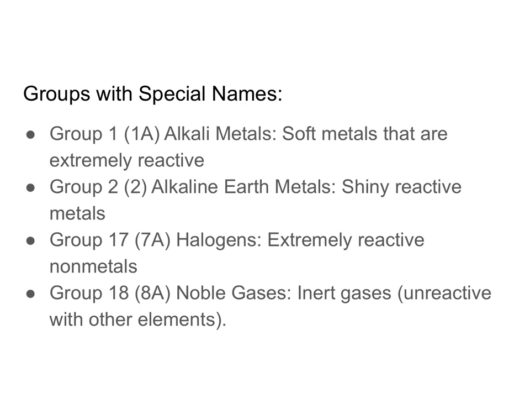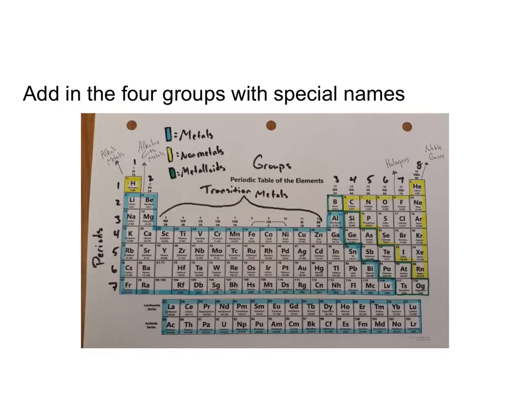But these groups of elements have certain properties that are very special. So we give them a name. So I would like you to add in those 4 groups with the special names. We have the alkali metals, we have the alkaline earth metals, we have our halogens over here, and we have our noble gases on the end. Just to remember what those names are for those elements.